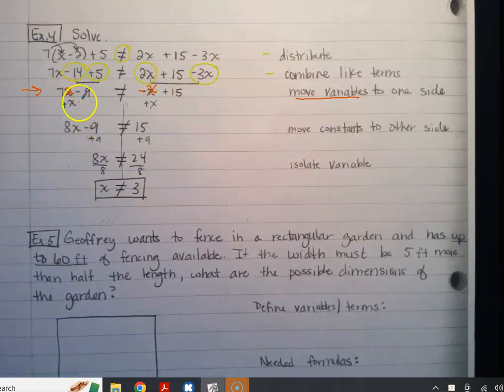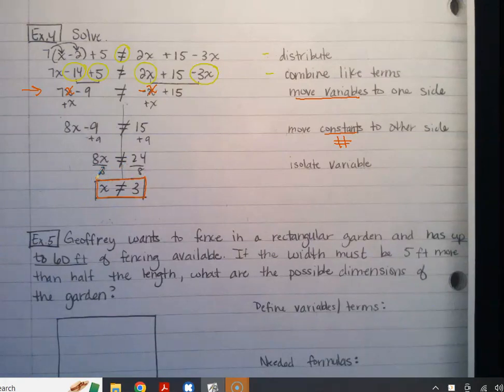This is a step that's kind of new, as sometimes we haven't worked with in a little bit. Now move your constants to the other side. Constants are your numbers, right? No variables, just the numbers. We have 8x is not equal to 24. Divide by 8. We don't have to flip the sign. It's an equal sign, but it's also positive. And we get x is not equal to 3.